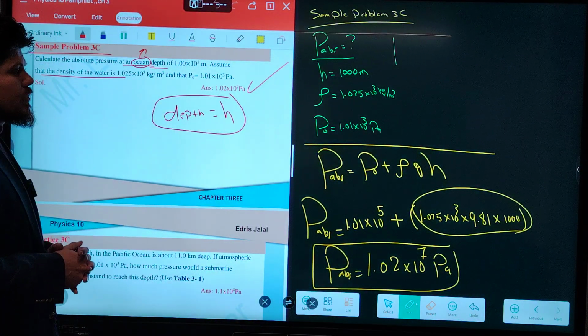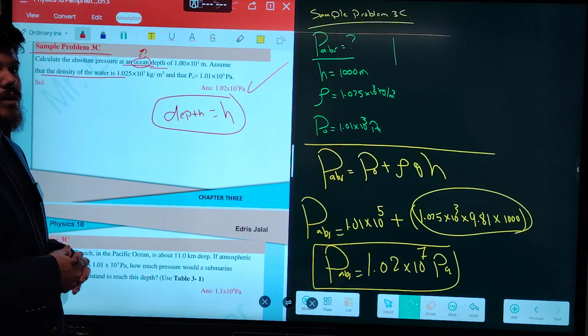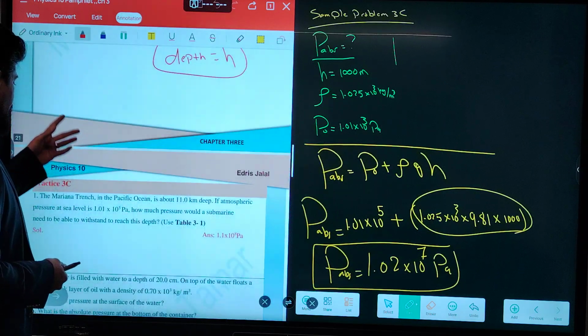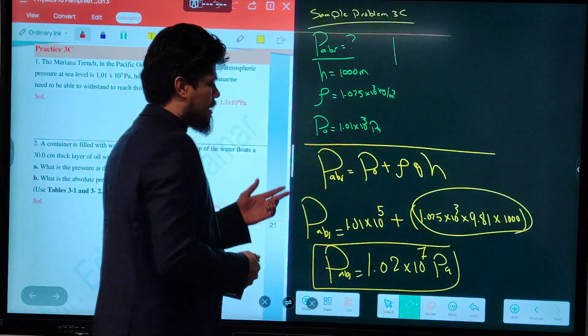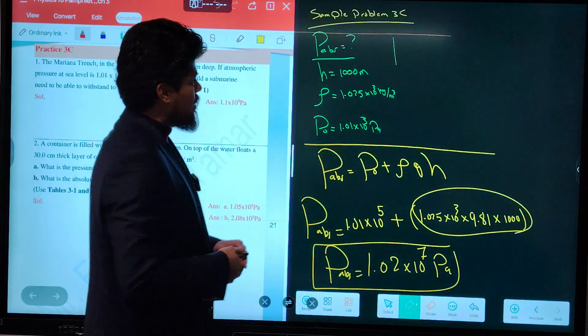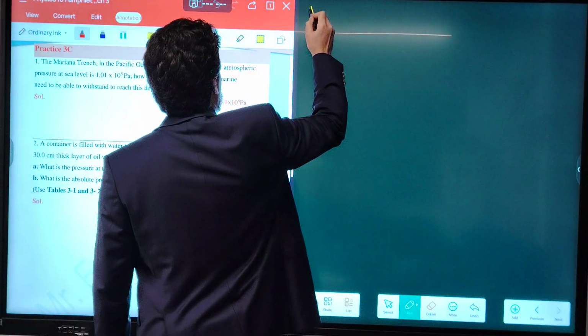In this way, of course, you can determine the absolute pressure at the bottom of the ocean with a depth of 1,000 meters. Question 1, practice 3C. So you can take a photo and you can screen this answer.